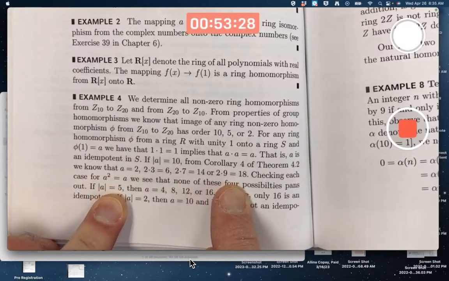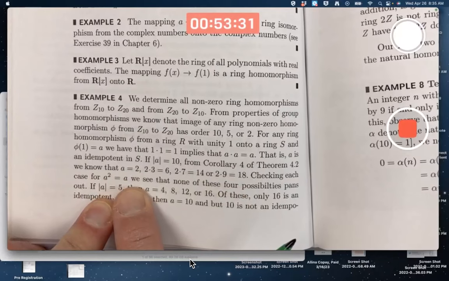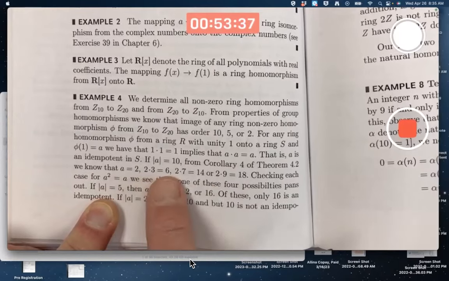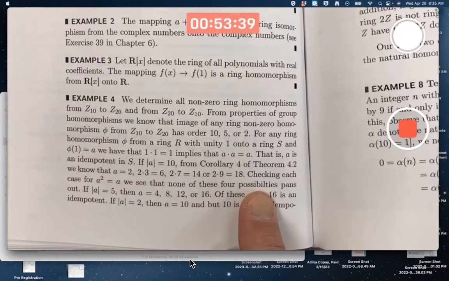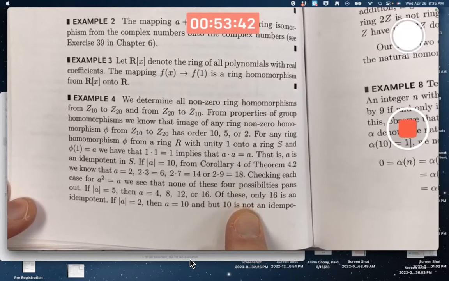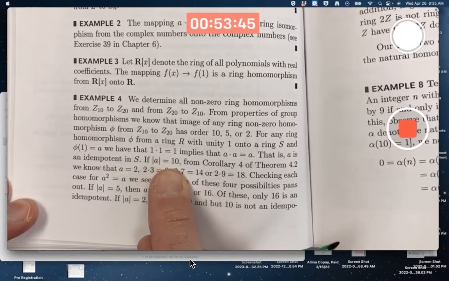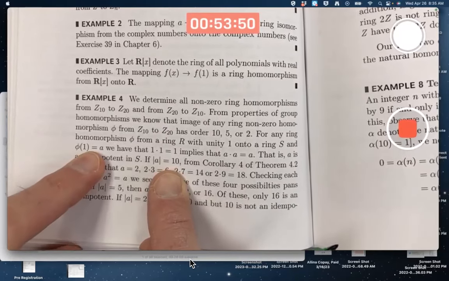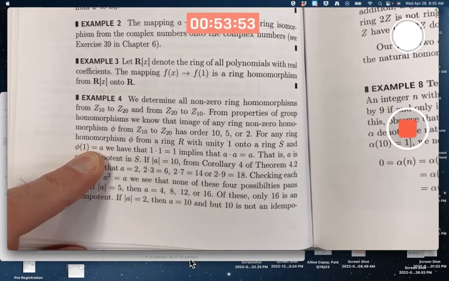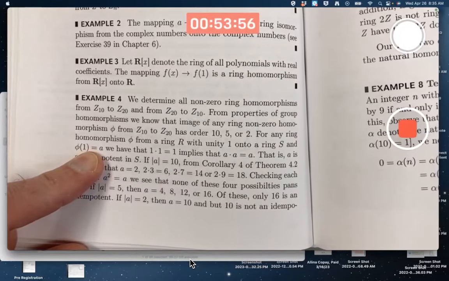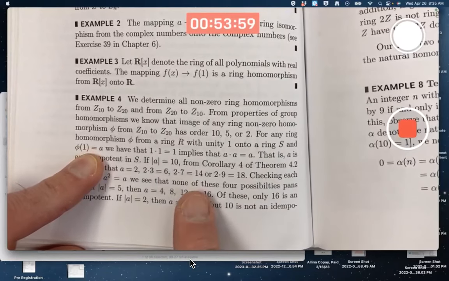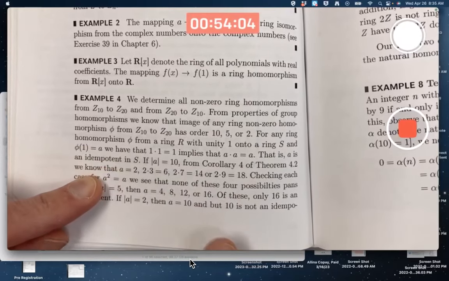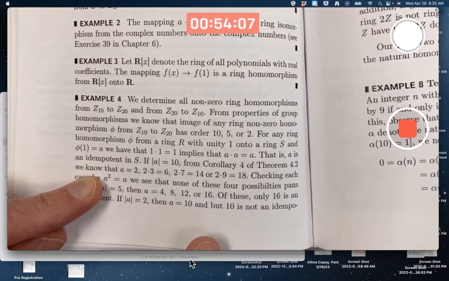Checking each case to see if they're idempotent. Oh, none of these four possibilities pan out. None of those are idempotents, 2, 6, 14, or 18. So what does that mean? It means the order of A can't equal 10. We've ruled that out. It could be the case that phi of 1 gets mapped to an element of order 10 under a group homomorphism. That's possible. But since the image of 1 has to be an idempotent as a ring homomorphism, 10 is not possible as an order of A for a ring homomorphism here.